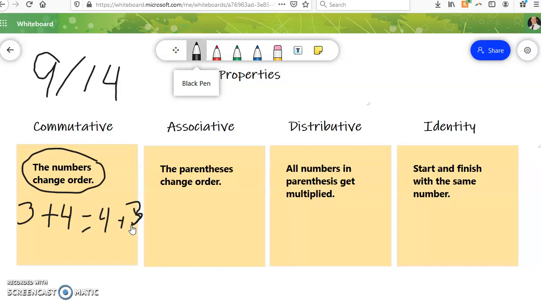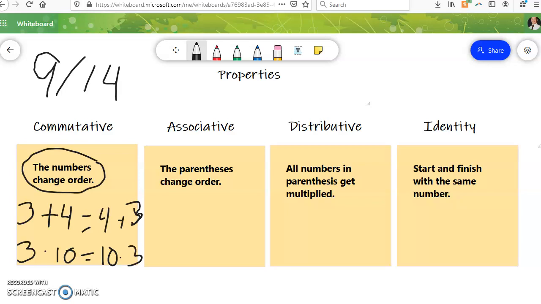And you could also do this with multiplication. So 3 times 10 is equal to 10 times 3. So everything stays the same. We're doing multiplication in both sides. 10 and 3 are on both sides, but the only thing that's changing is the number order. Okay, so that would be commutative property.